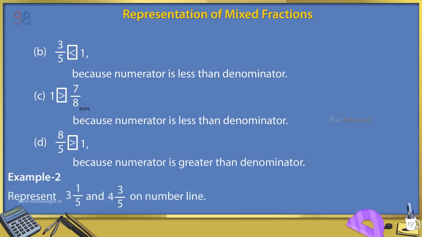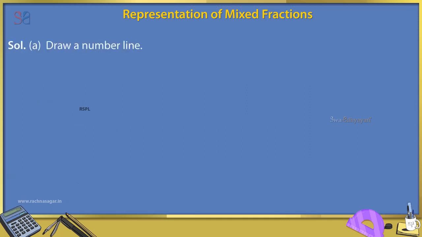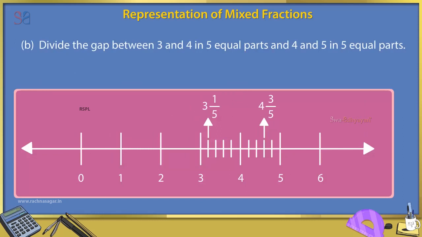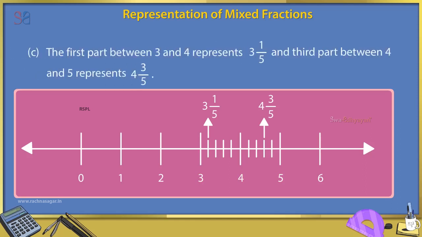Example 2. Represent 3 and 1 by 5 and 4 and 3 by 5 on a number line. Solution. A. Draw a number line. B. Divide the gap between 3 and 4 into 5 equal parts, and 4 and 5 into 5 equal parts. C. The first part between 3 and 4 represents 3 and 1 by 5, and the third part between 4 and 5 represents 4 and 3 by 5.